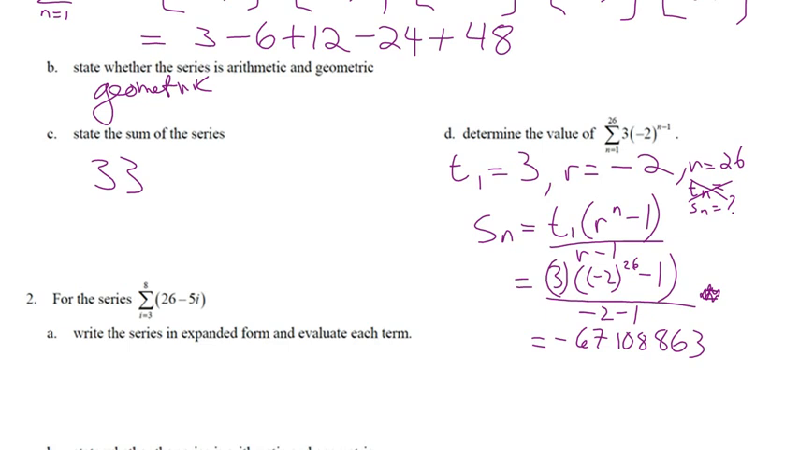So 2 to the 26 is 67,108,864. A power of 2 can't end in a 3, right? That's kind of obvious. But we've got to subtract 1. And you have, of course, the alternate form of this, which is t1 times (1 minus r to the n) over (1 minus r). But that'll be given to you on the formula sheet. You might want to use that. That'll give you a positive 3 down here, and this would become negative.